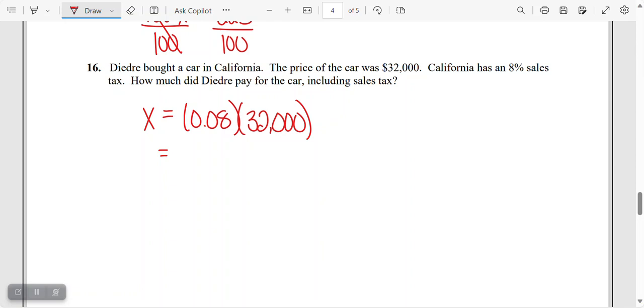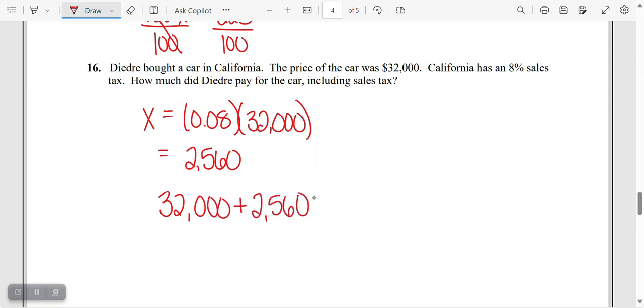So 0.08 times 32,000 is $2,560. But this wants to know how much she paid for the car, including the tax. Remember, tax makes things more expensive, so we're going to add these two numbers together, and we get $34,560.